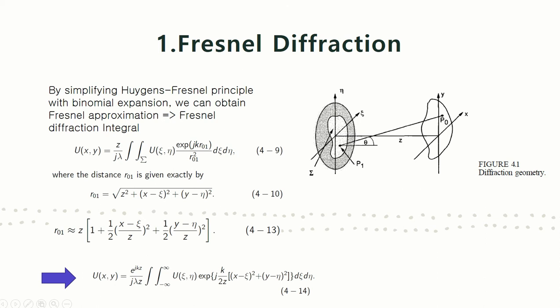And then we can get this Fresnel diffraction integral, where u(ξ,η) is the amplitude of the electromagnetic wave in the aperture plane, whereas u(x,y) is the amplitude of the wave in the image plane. So if we know all the information of the aperture plane, we can calculate the amplitude of the wave in the image plane.